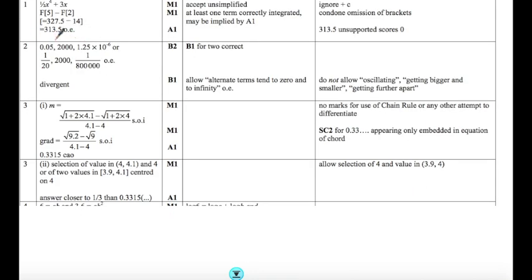So you get 2 marks for finding all the terms, and you could have written them as fractions if you want, and 1 mark for saying divergent. It says do not allow oscillating or getting bigger and smaller or getting further apart. So you can allow alternate terms tend to 0 and to infinity.